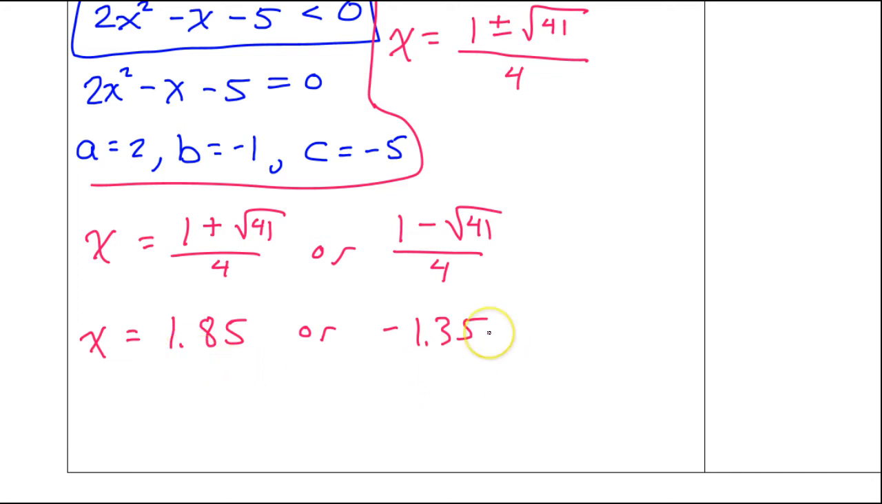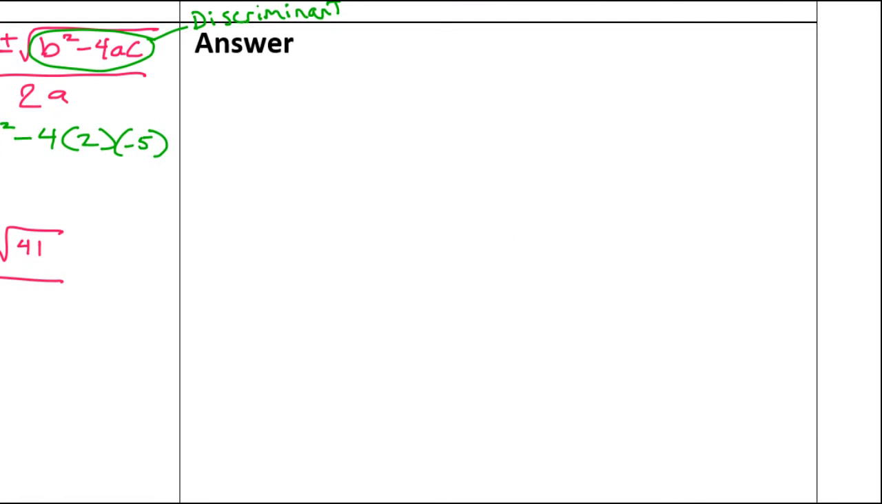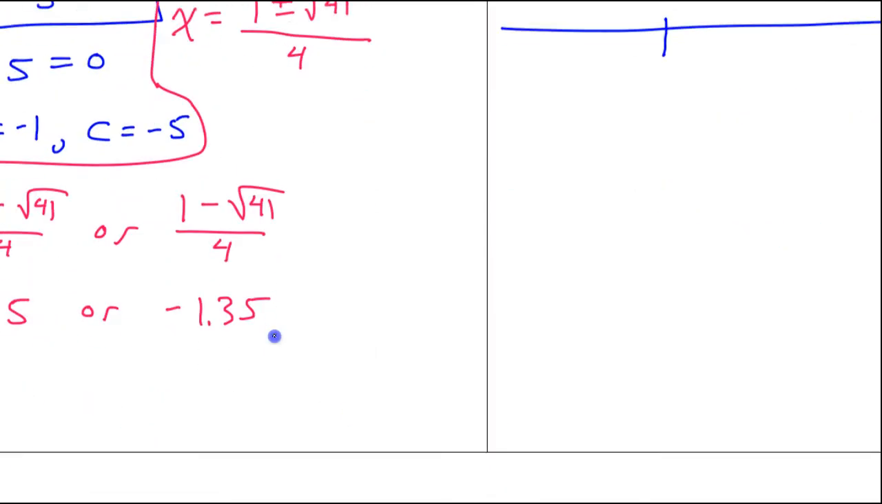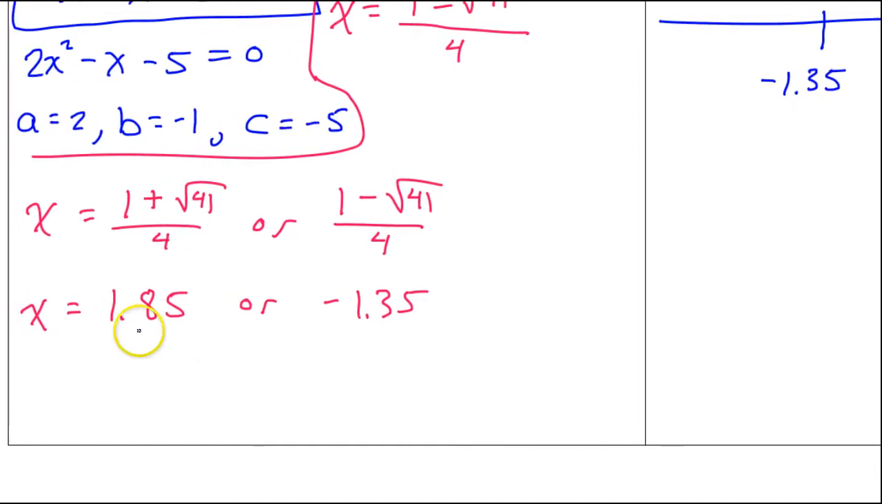So we will use these values as our border points, our critical values on the number line. Alright, so let's put them way up over here. So here comes the number line. And we've got these two critical values. We'll put one here and one here. So they need to be in order. So we'll put the negative 1.35 first, and then we had positive 1.85.